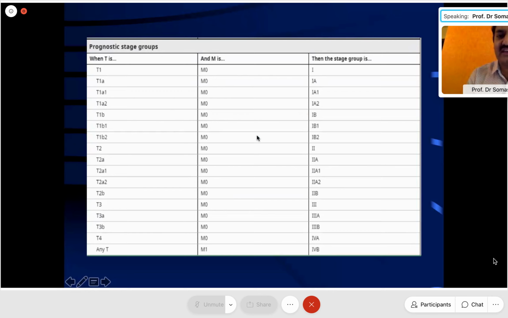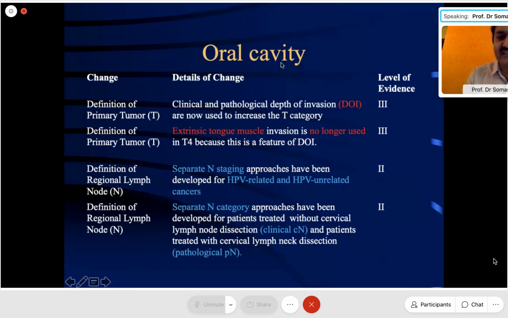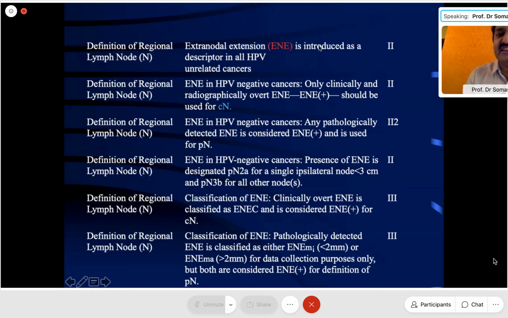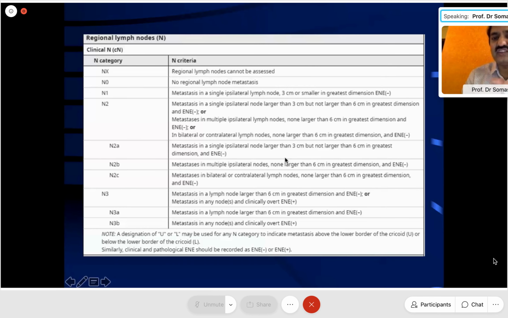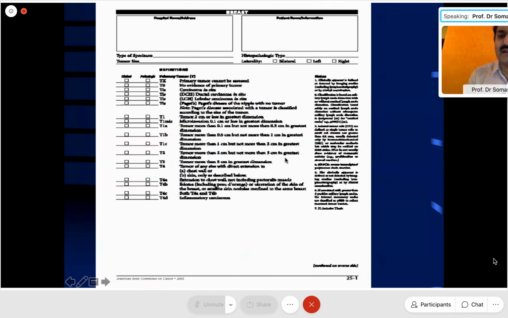Reproduce this in your viva and exam. In oral cancer, extrinsic tongue muscle invasion is no longer used for T4. It was there before. And we have added ENE, extranodal extension, in that. The depth has also been changed: 2 cm but 5 mm to 10, less than 10 and more than 10. This is Spiro's work from MSKCC. So these are the changes. Go back and read.